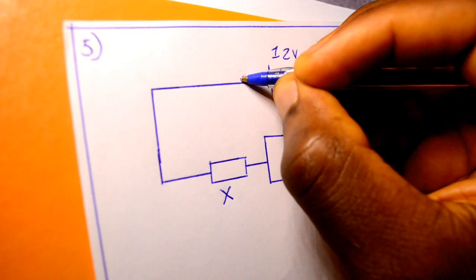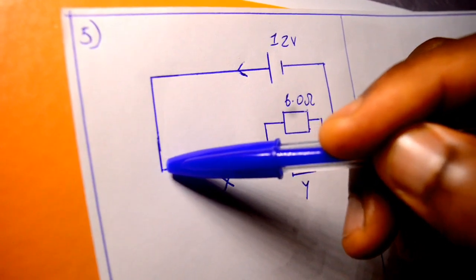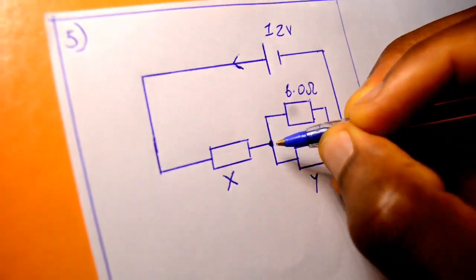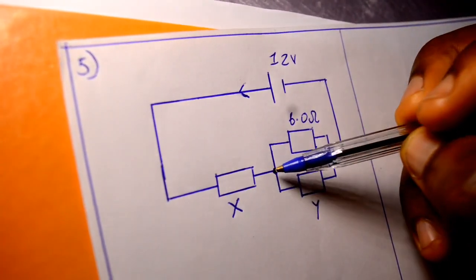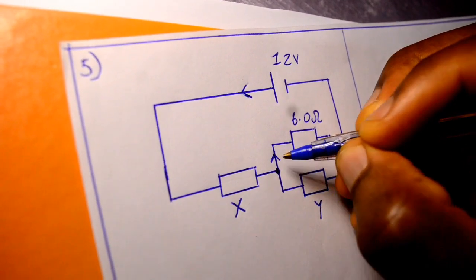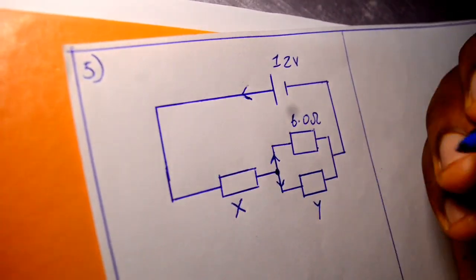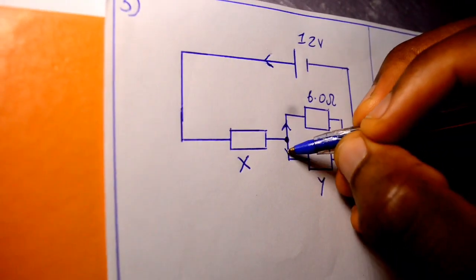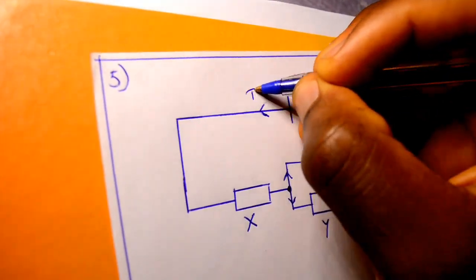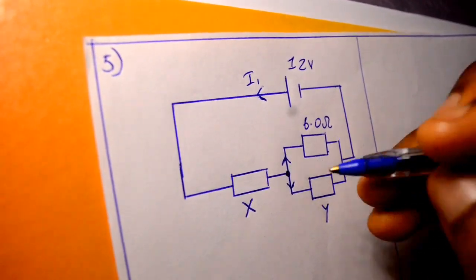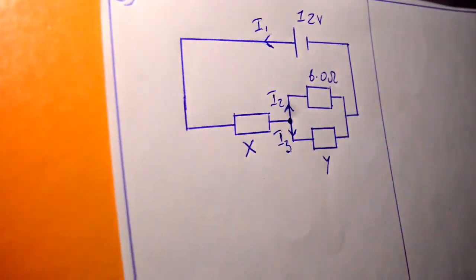So current moves like this in the direction of the longer bar and continues like this. This is the junction here, and when current moves like this and gets here, it splits into the upper part and the lower part. So we can call this current I1, this current I2, and this current I3.